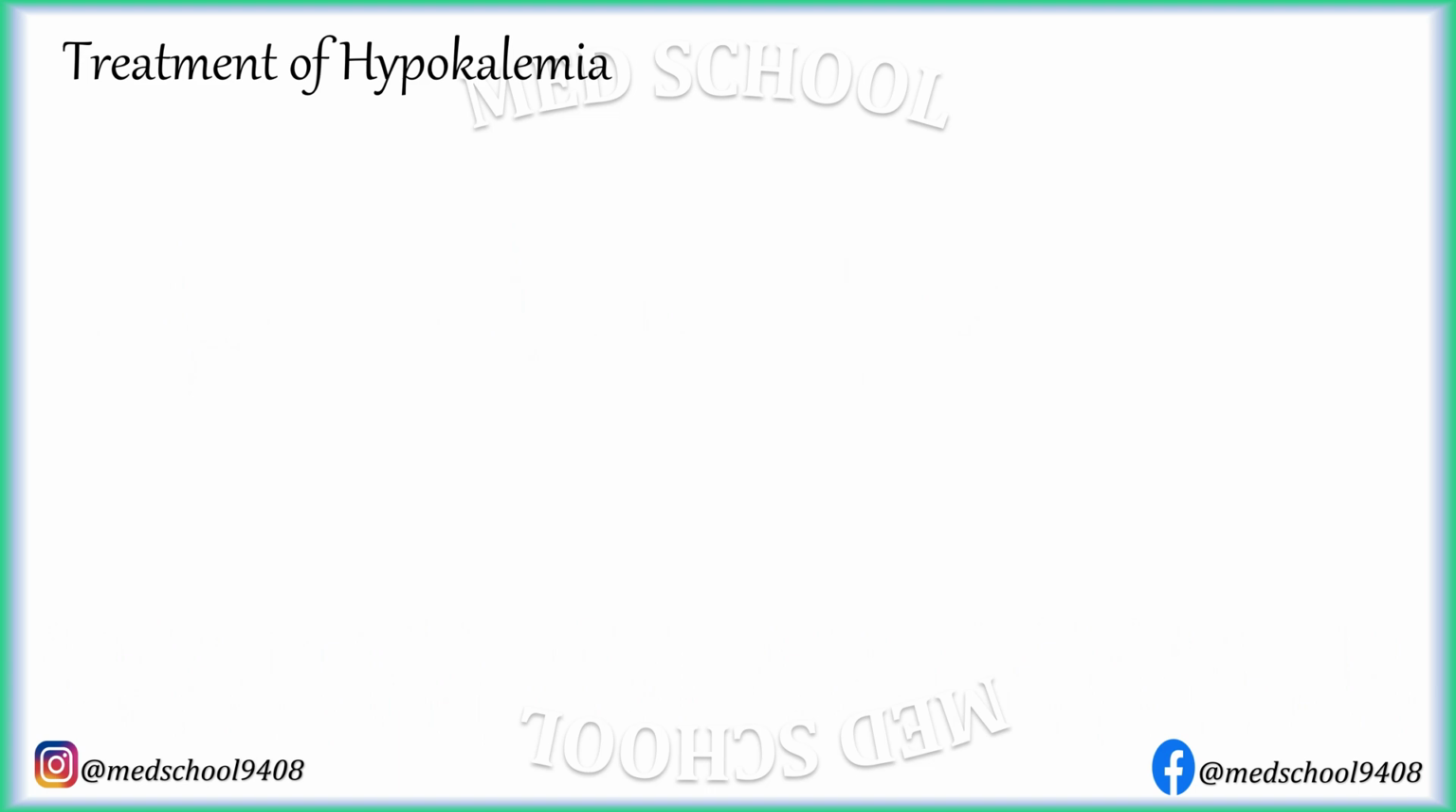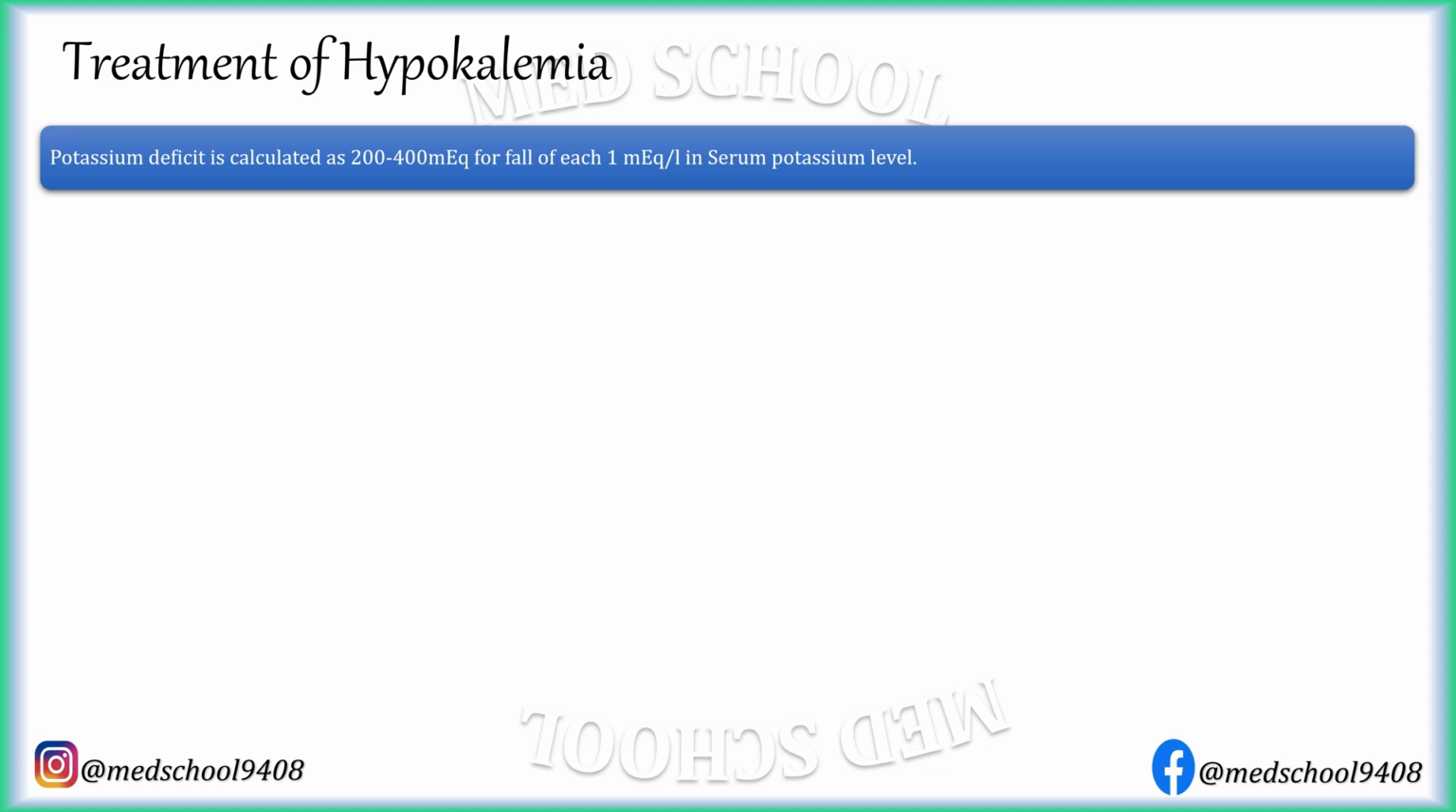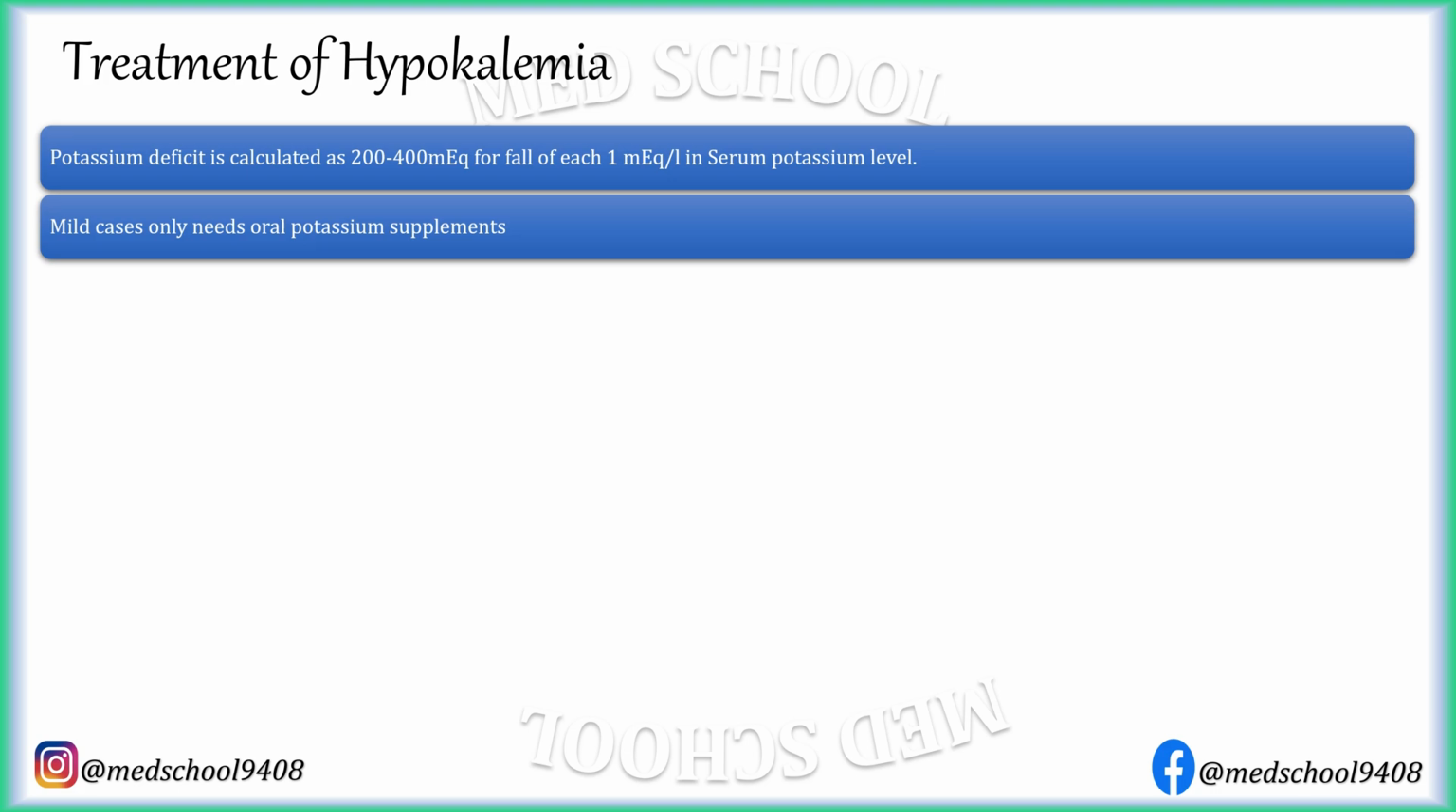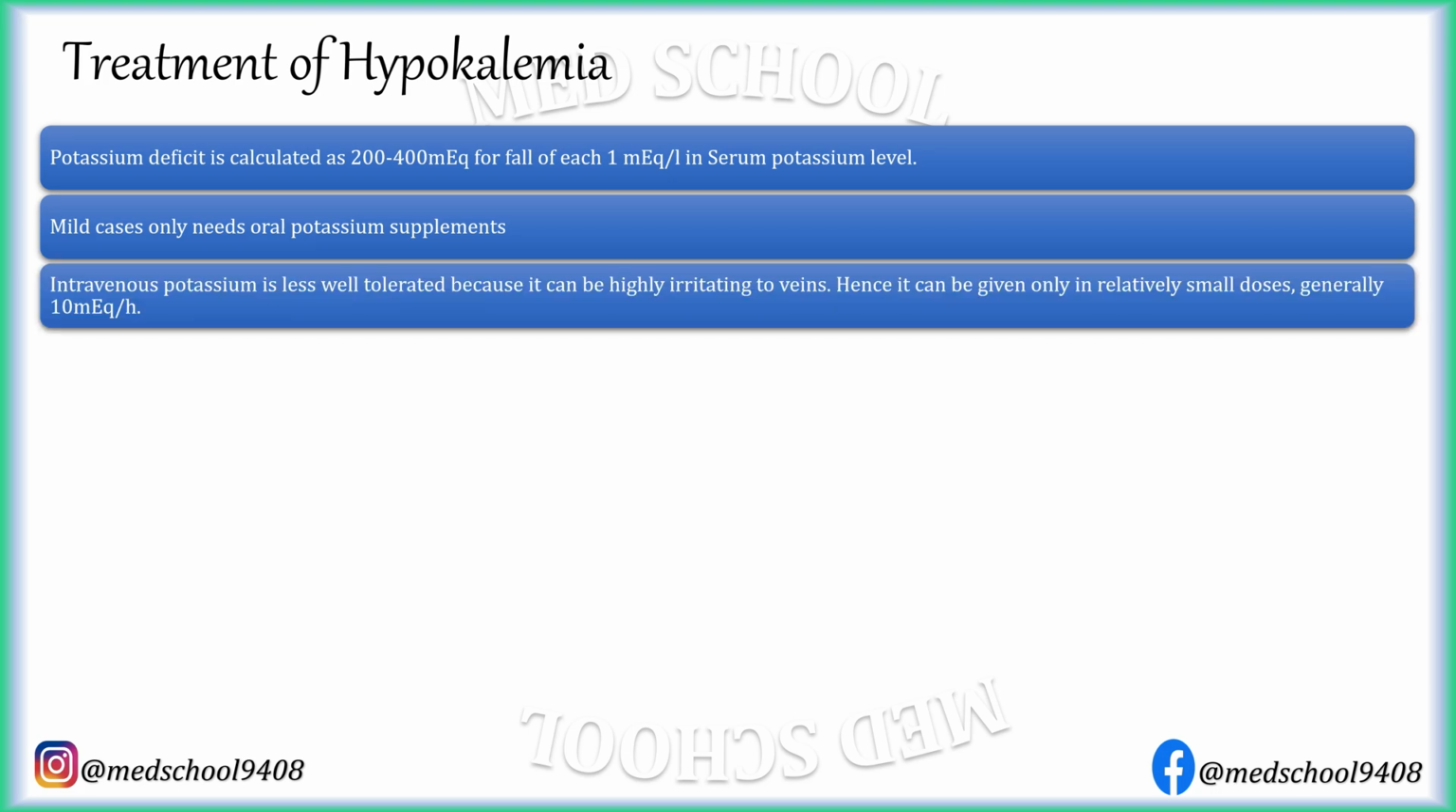For treatment of hypokalemia, one should remember few important points. Potassium deficit is calculated as 200 to 400 milliequivalent for fall of each 1 milliequivalent per liter in serum potassium level. Mild cases only need oral potassium supplements. Intravenous potassium is less well tolerated because it can be highly irritating to veins.